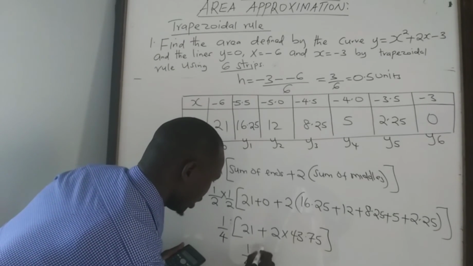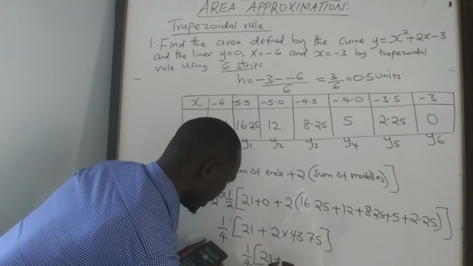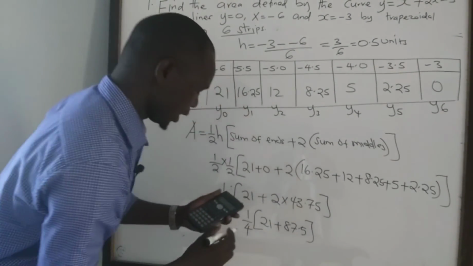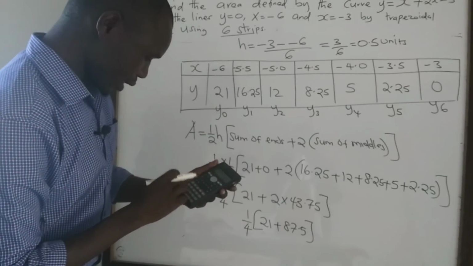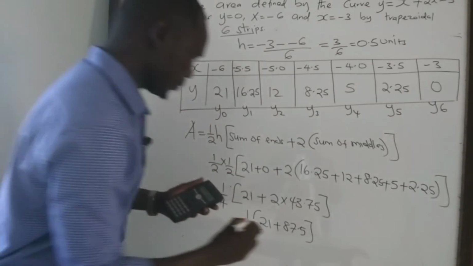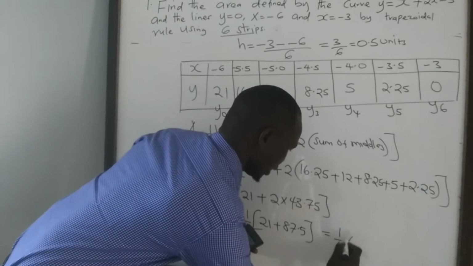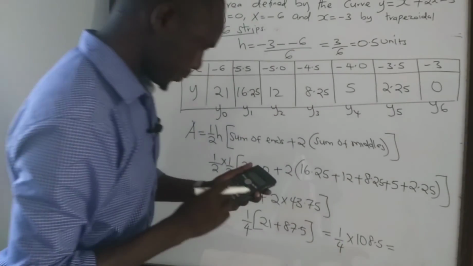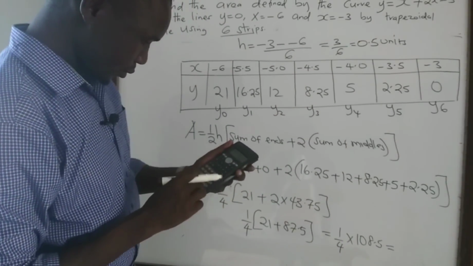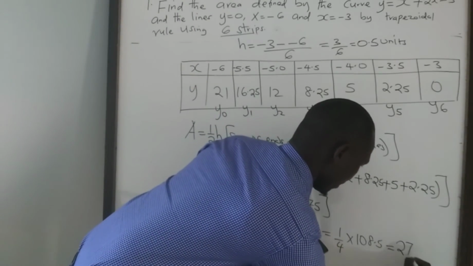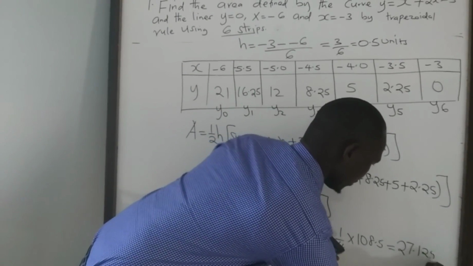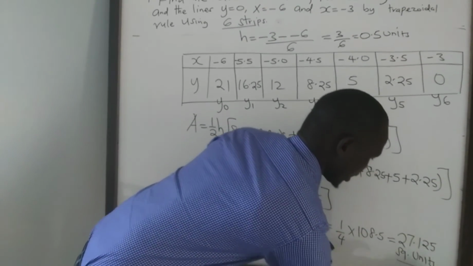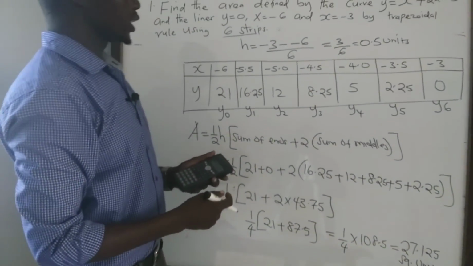And therefore this is a quarter into 21 plus 87.5, and if you take 87.5, you add 21, we are going to get 108.5, and this one is going to be a quarter times 108.5, and this one is going to give us 27.125, and since we are not given the units, we say square units, and that is the area of that particular region.